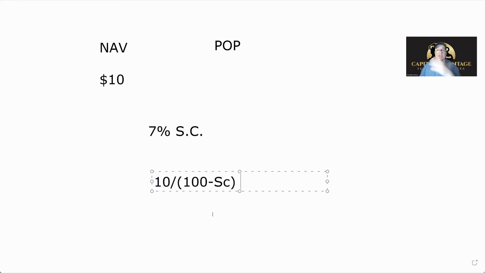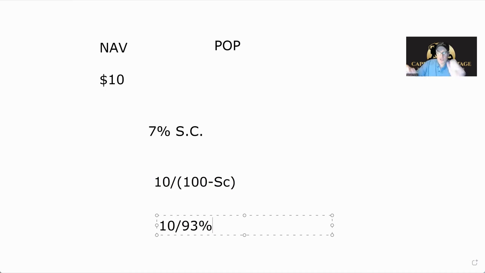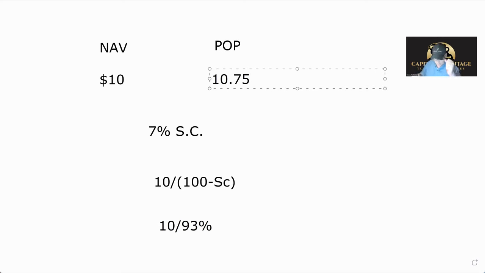100% minus 7% is 93%. So you're going to do the NAV divided by 93%, which you can just do 0.93. So we're going to do 10 divided by 0.93. So our sales charge in this case would be, I guess, 75 cents, but the POP is going to be 10.75. I hope you guys did that with me.